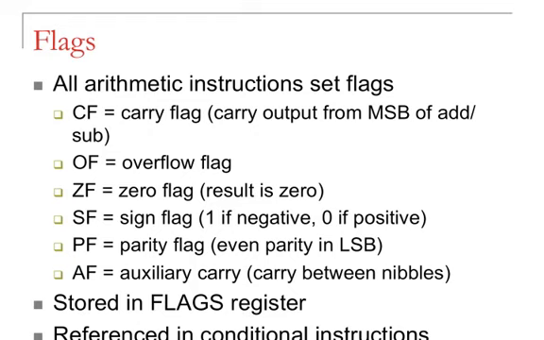We're going to again look at the flags register. The flags are used to indicate the computation result of arithmetic instructions or other instructions. All the arithmetic instructions set flags. Carry flag, CF, is the carry bit out from MSB of addition or subtraction. OF is the overflow flag. That's when the computation encounters a number that's out of range. And we have the zero flag that indicates the result is a 0.